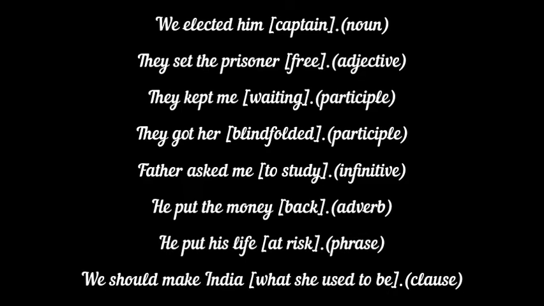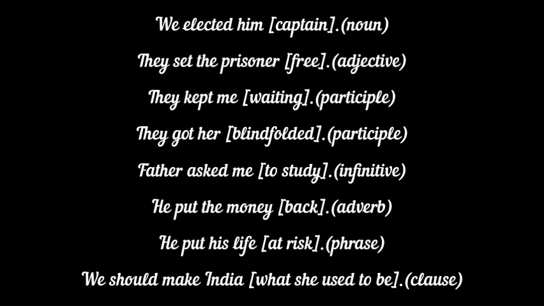There comes a question, we elected him what? So here the noun captain completes the sense of the predicate by modifying the object him. Hence, it is an object complement here. Now we see that the sentence we elected him captain makes a complete sense. In the second sentence, the adjective free is not only completing the sense of the predicate but also describing the object, the prisoner, so it's an object complement here.